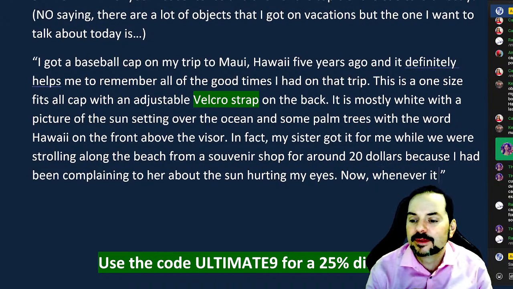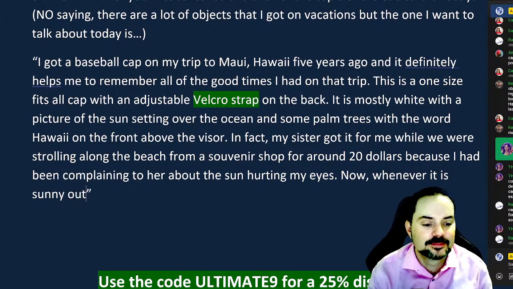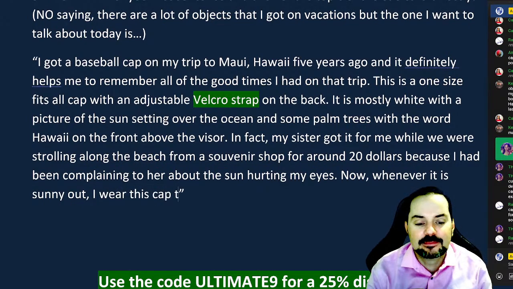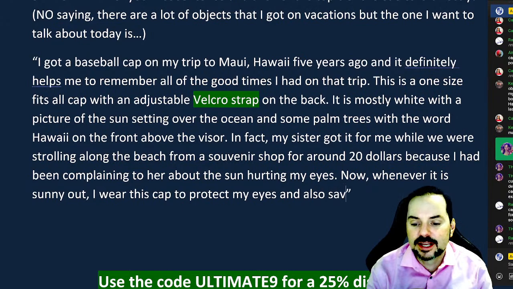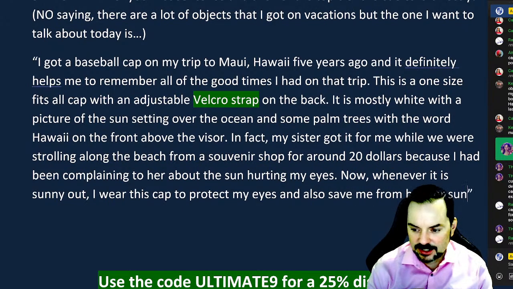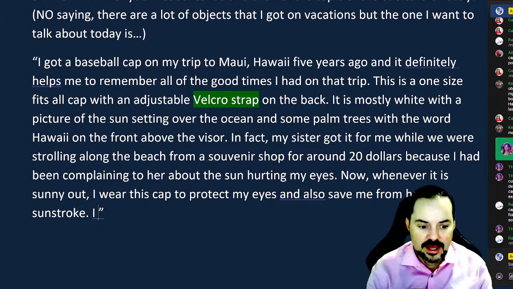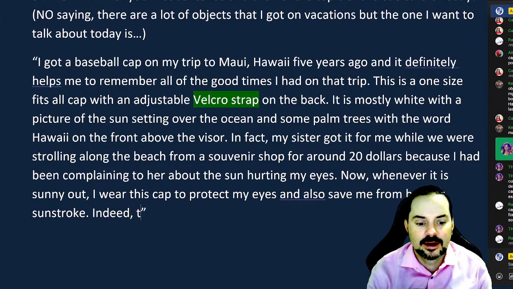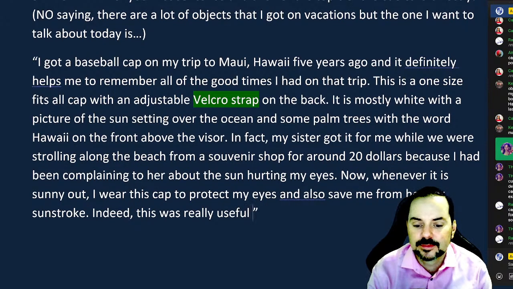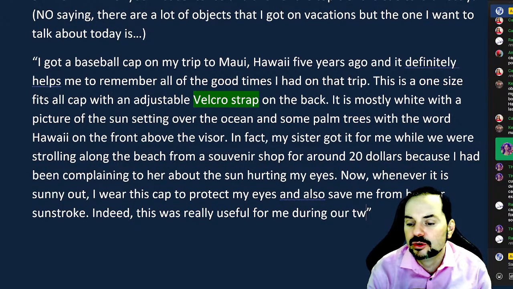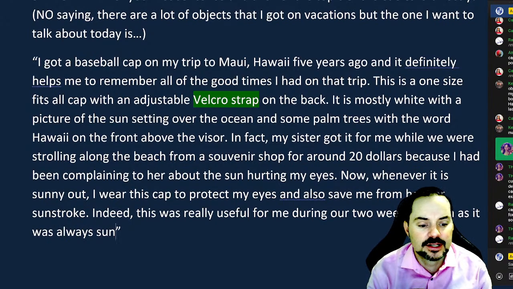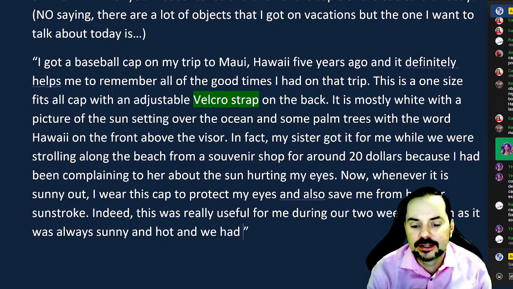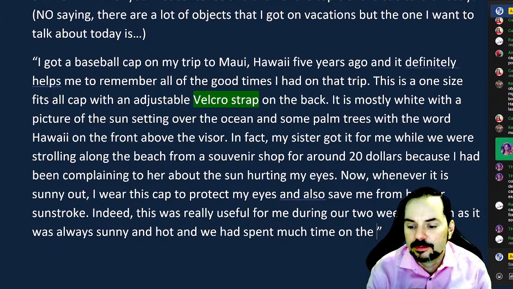Okay, so now whenever it is sunny out, I wear this cap to protect my eyes and also save me from heat or sunstroke. Indeed, this was really useful for me during our 2-week vacation, as it was always sunny and hot, and we had spent much time on the beach.